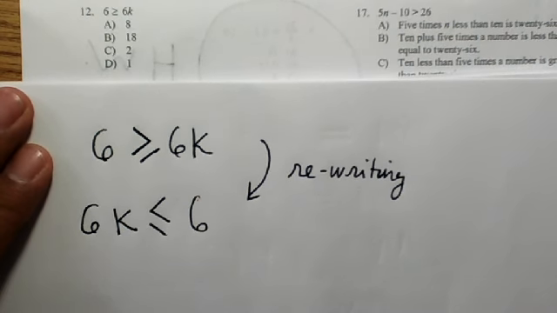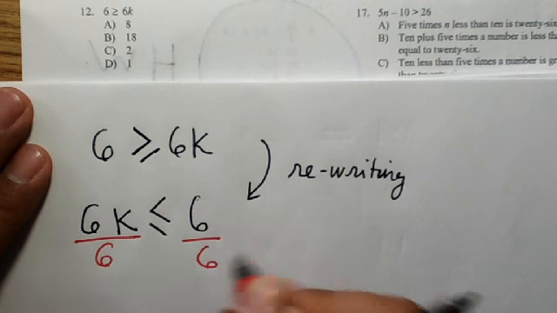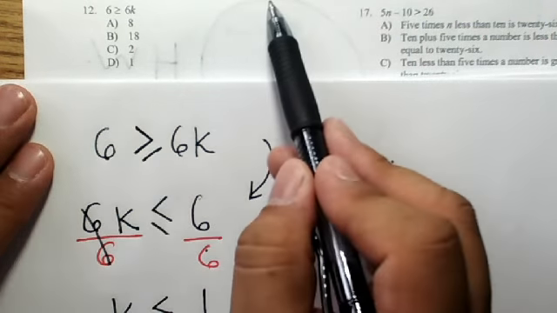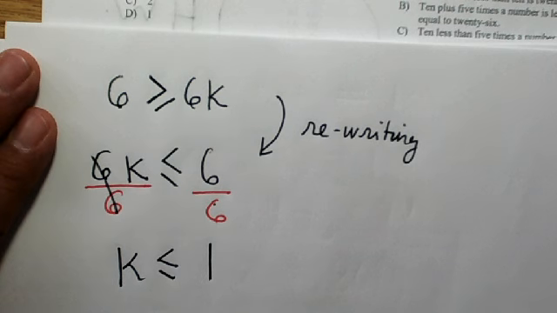Now, what would be the next step? I could divide by 6, and what am I left with? K is less than or equal to, what's 6 divided by 6? 1. Now, if I look at these numbers here, is that clear? Yes. K is less than or equal to 1.